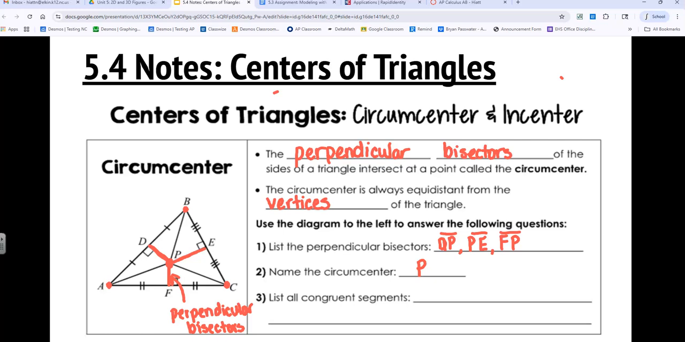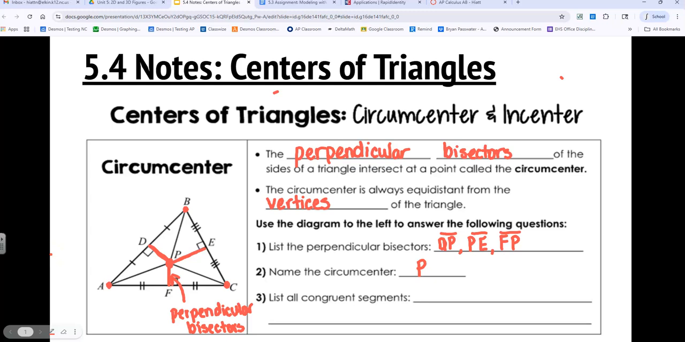And then it asks you to list all congruent segments, but that ends up taking forever for this. Rather than that, it's already marked on your picture for most of them. AD is congruent to BD, BE is congruent to CE, and CF is congruent to AF. So those are all congruent to each other. I'm not going to list them here, and you don't have to either.